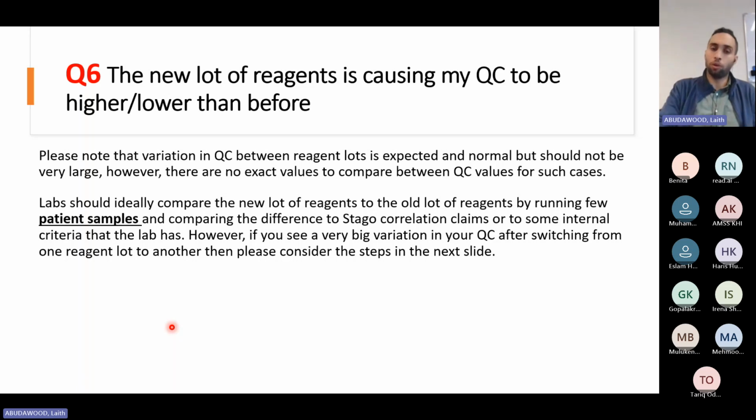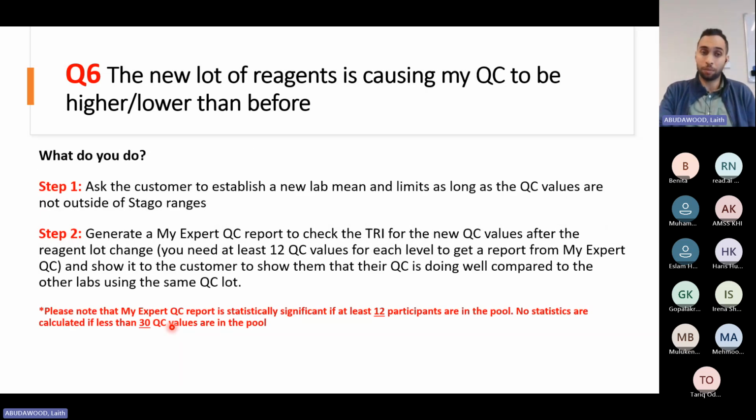Patient samples, I compare old lot to new lot. Does it pass the criteria that I have, total allowable error or Stago criteria? If yes, case closed, I move on. My QC is still slightly lower, slightly higher. I establish lab means and lab limits again.